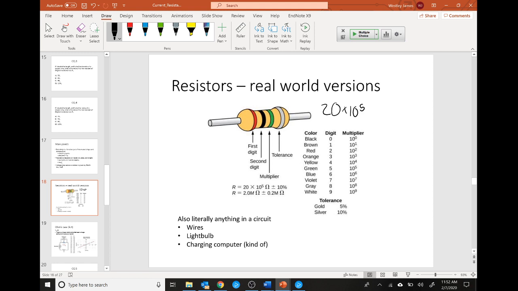So 20 times 10 to the 5, your resistance is going to be plus or minus 20% of that. So multiply it by 1.2 or by 0.8. It's going to be somewhere between those values. It's not perfect.